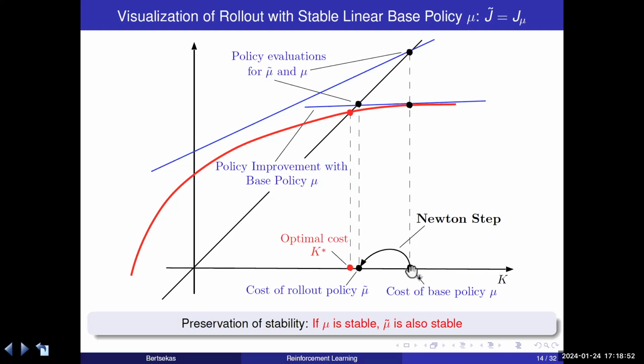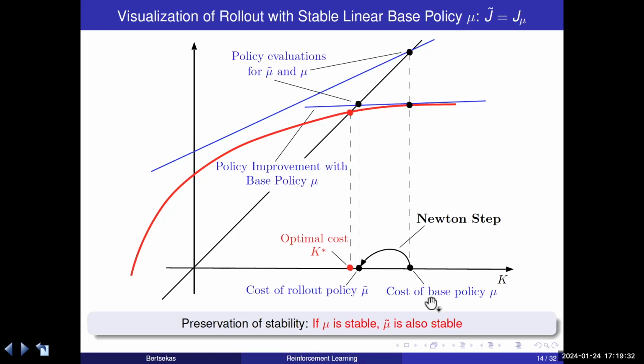Notice also that this particular approximation in value space that involves J tilde, J mu, is an approximation to the right of K star. And because of the way this concave curve is sloping, the approximation from the right, the Newton step from the right, tends to be more effective than a Newton step from the left. So the base policy is a good starting point in the sense that it's to the right of K star.